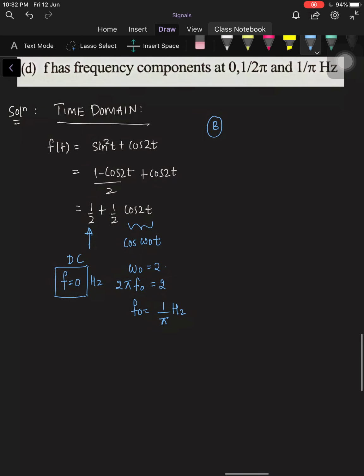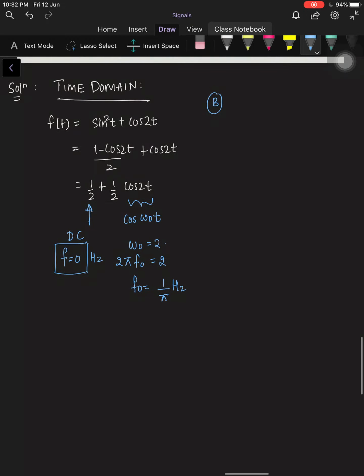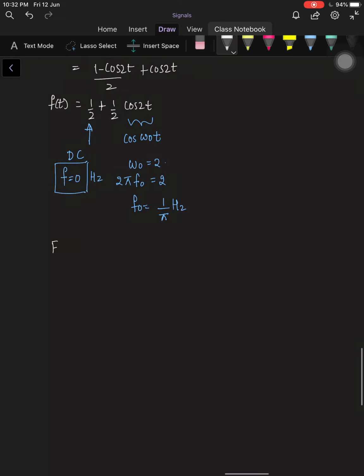Now this was using the time domain. Now suppose, let's say, you found this question in the exam and unfortunately you didn't know how to express this, but you know how to write the frequency domain equivalent of the signal. So we'll try to solve this using the frequency domain approach. Now f of t is given by again 1 by 2 plus 1 by 2 cos 2t.